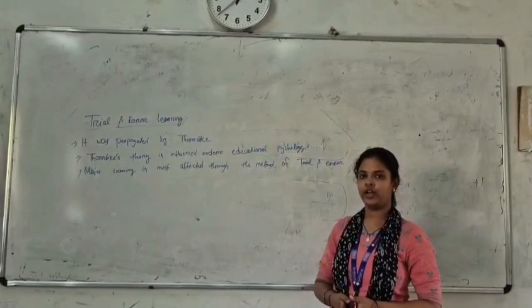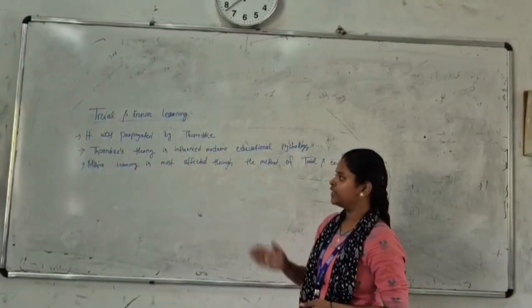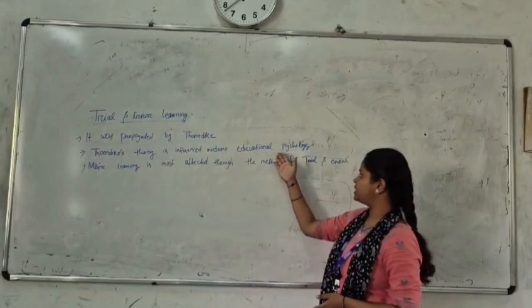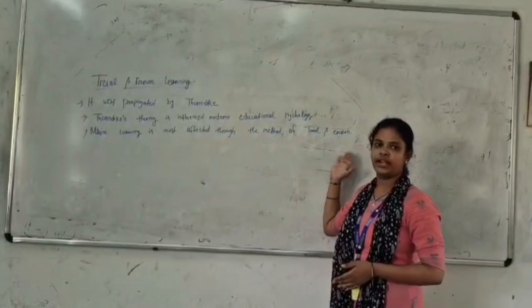Today we are going to learn about trial and error learning. It was propagated by Thorndike. Thorndike's theory has influenced modern educational psychology. Motor learning is most affected by the method of trial and error.